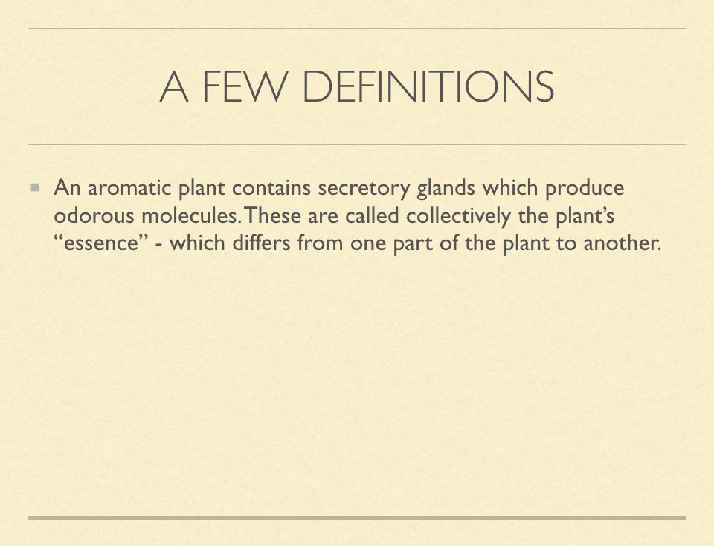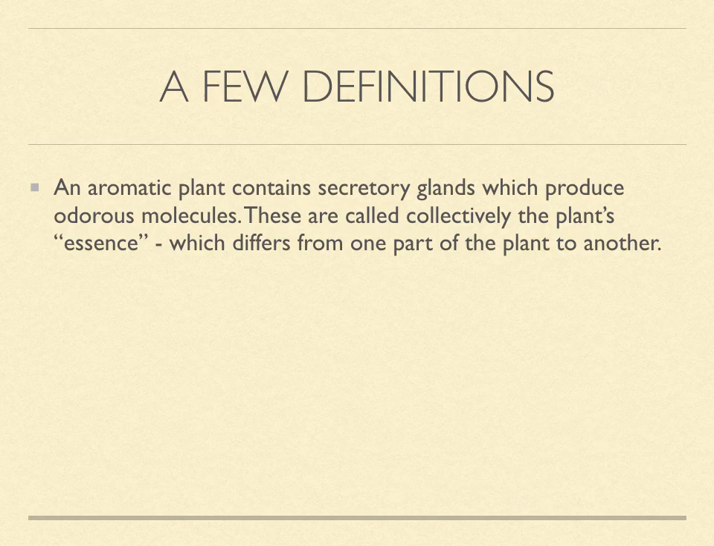When we speak of aromatherapy, we must of course speak of aromatic plants. Basically, an aromatic plant contains many secretory glands in different parts of the plant, which will produce odorous molecules. These odorous molecules, there's a great deal of them, hundreds, are collectively called the plant's essence. And the essence will differ from one part of the plant to another. In other words, the secretory glands on the roots of the plant, on the leaves, or on the flowers may produce a different type of essence. And when all of those are mixed, we call that the aromatic plant's overall essence.